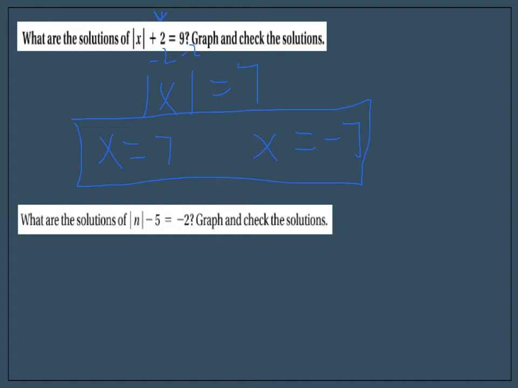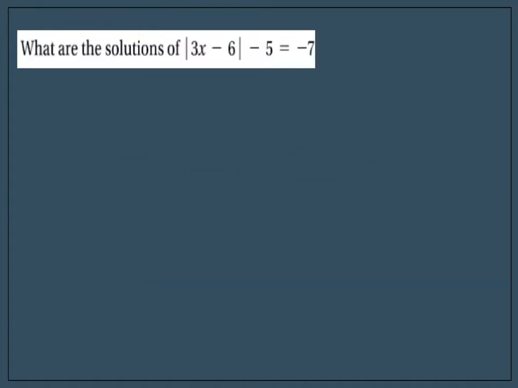I want you to pause the video and attempt the second problem by yourself. You should have gotten n is equal to 3 or negative 3. You always need a positive and negative answer. Now here's a problem when there's more information than just x all by itself in the absolute value. You still do the same steps. My first step is still to get this absolute value sign by itself. So I'm going to add 5 to both sides of my equation.